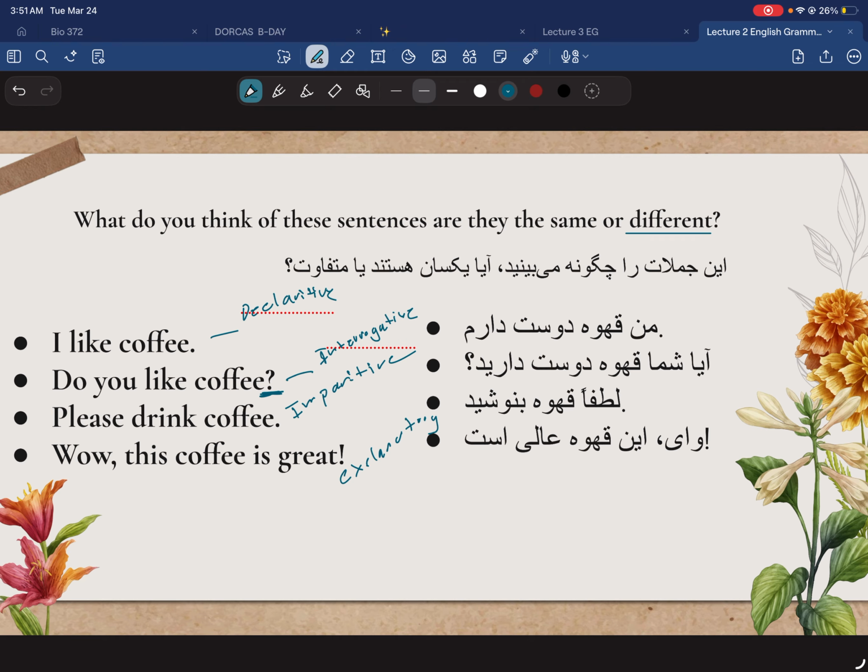Just reviewing this, it's very simple now that we learned about it, but we're going to expand on it in lecture 3.